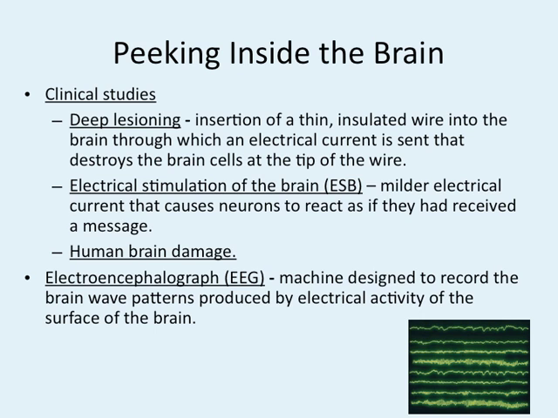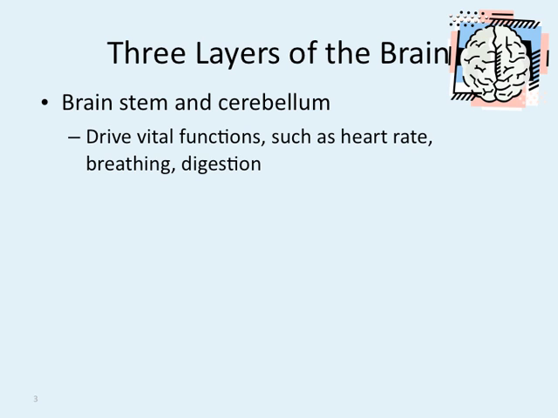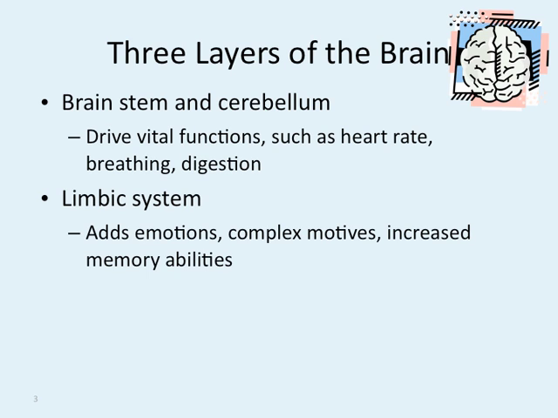By using these different techniques of analyzing brains, we've come up with the following information that we know is true. We have learned that there are 3 layers of the brain. We have the brainstem and cerebellum, which drive the vital functions such as heart rate, breathing, and digestion. This is the oldest part of the brain. All animals have this basic format, okay? The next one is the limbic system, which is the second layer. It adds emotion, complex motives, increased memory, and ability.